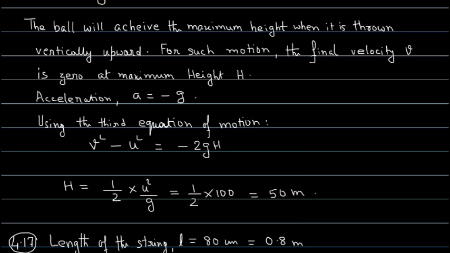Now the ball will achieve the maximum height when it is thrown vertically upward. For such motion, the final velocity v is 0 at maximum height H. Acceleration a is equal to minus g. Using the third equation of motion, we get v square minus u square is equal to minus 2gH. H is equal to half u square upon g, that is half into 100, that is 50 m.